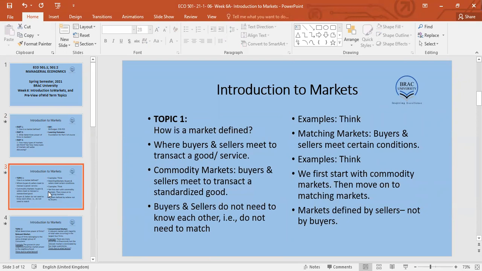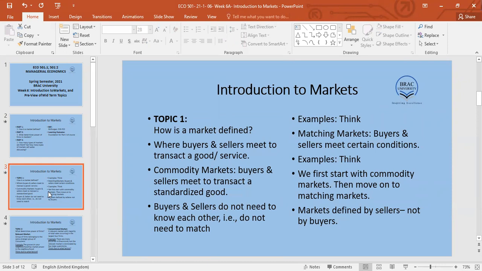Topic 1, how is a market defined? A market, by definition, is an institutional arrangement where buyers and sellers meet to transact a good or service. We've focused on this definition throughout the course so far, but now we're going to introduce two types of markets. One is a commodity market, two is a matching market.